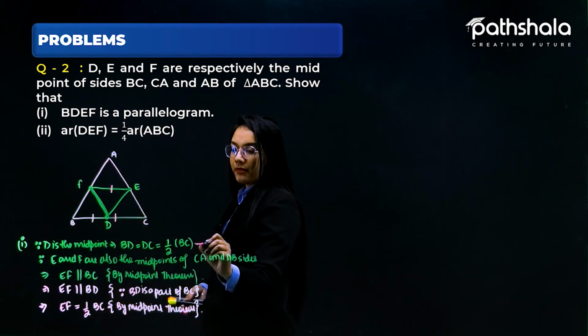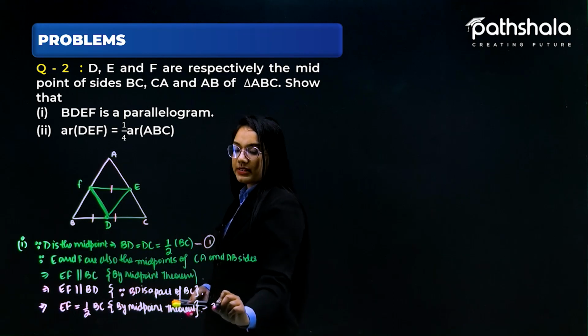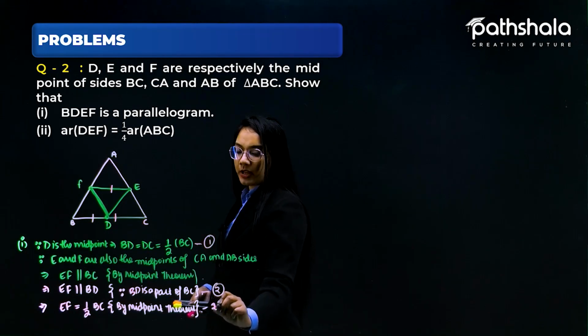So, from the very first equation, let us suppose I am taking it as 2, and I am taking this one as 3.